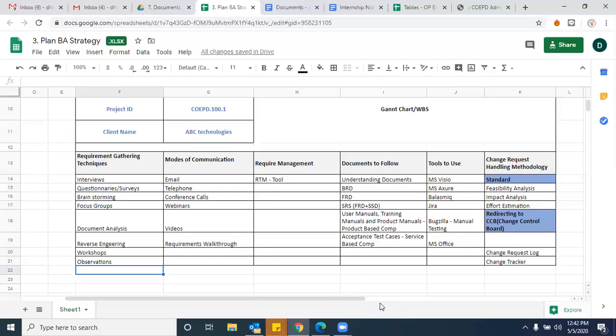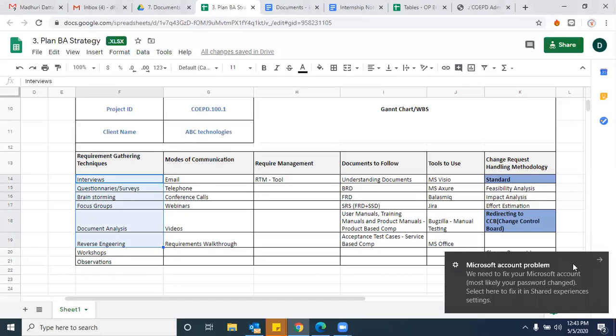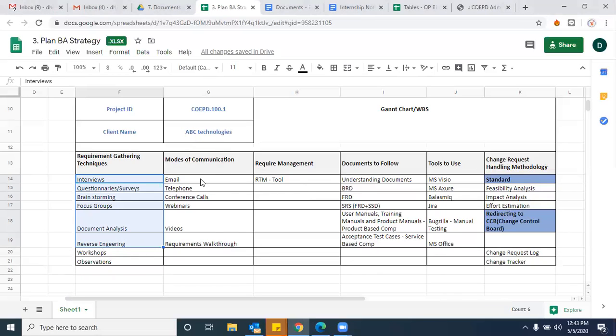Okay, so the requirements gathering techniques which we are using, we need to write here. And along with that, what sort of modes of communication, based on the client location or the client availability, you're planning. Here we wrote all the possible modes of communication, and you need to identify which mode of communication is more feasible for the client.